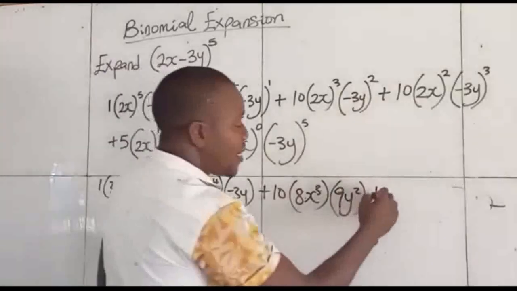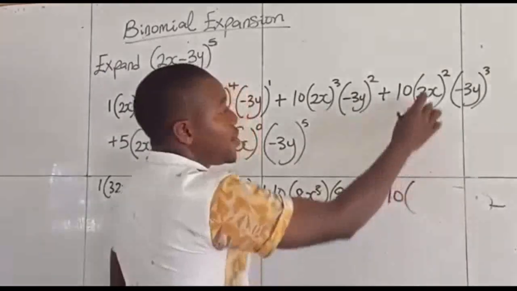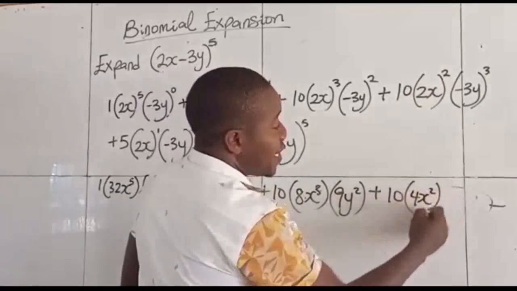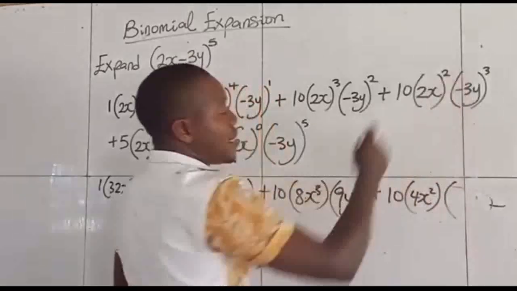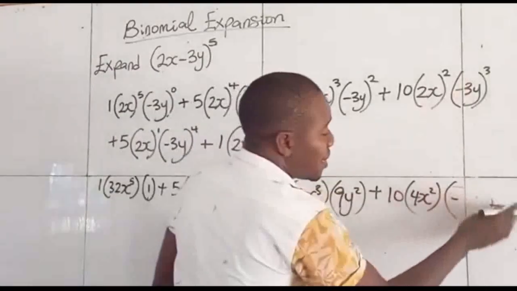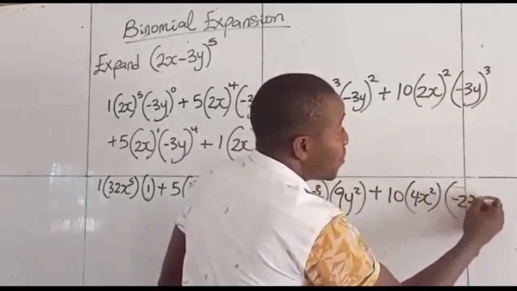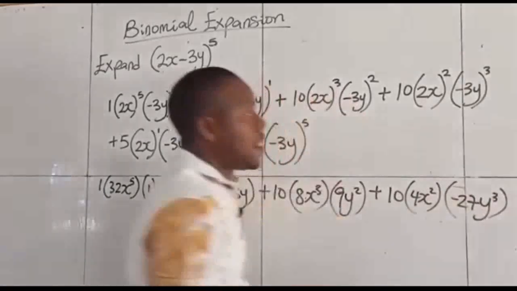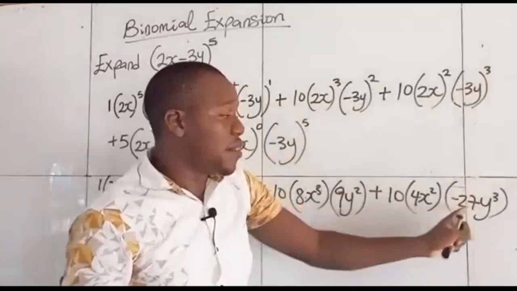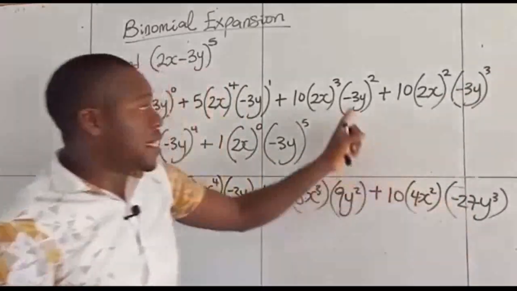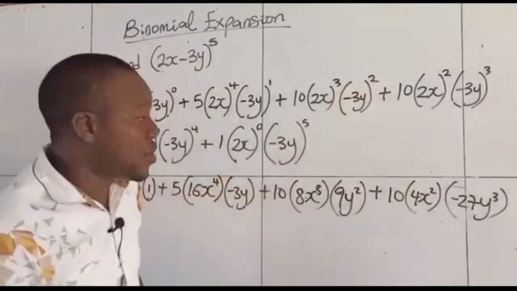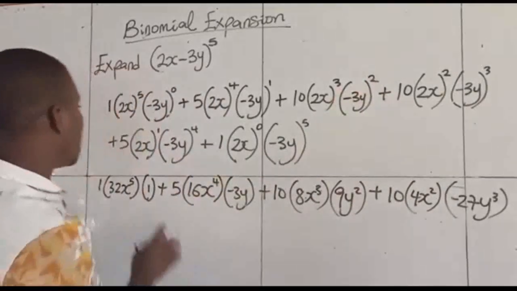Then plus 10. 2x to the power of 2 is 4x squared. And then minus 3y to the power of 3. Minus 3 to the power of 3 is minus 27. And then y to the power of 3. Of course, whenever a negative number is raised to the power of an odd number, the number remains negative. But a negative number raised to the power of an even number, the number changes to positive. So we are there now. So we continue from here.